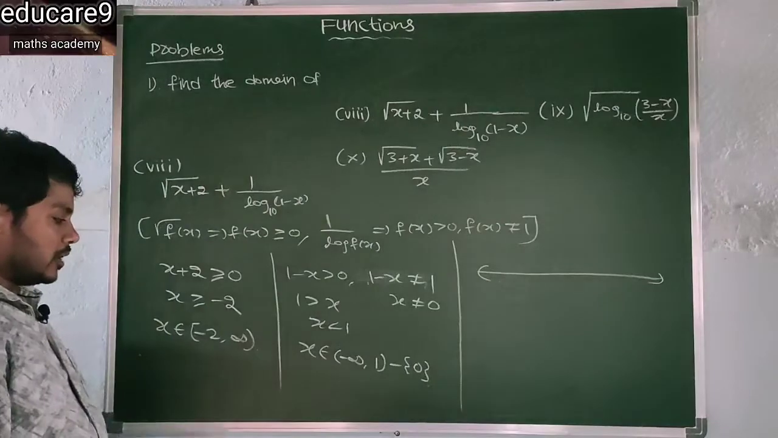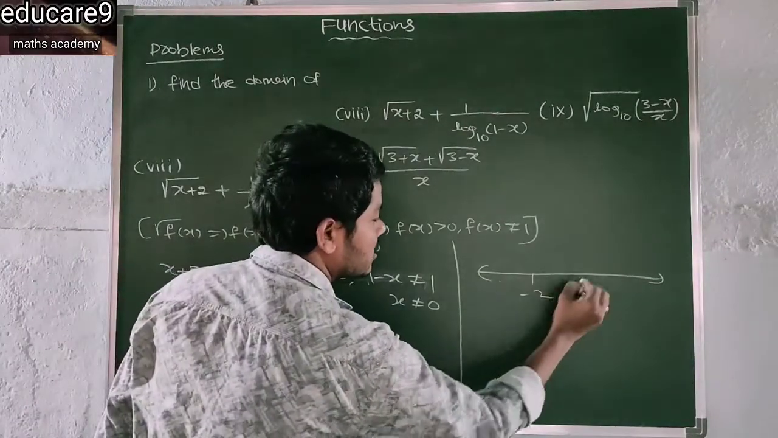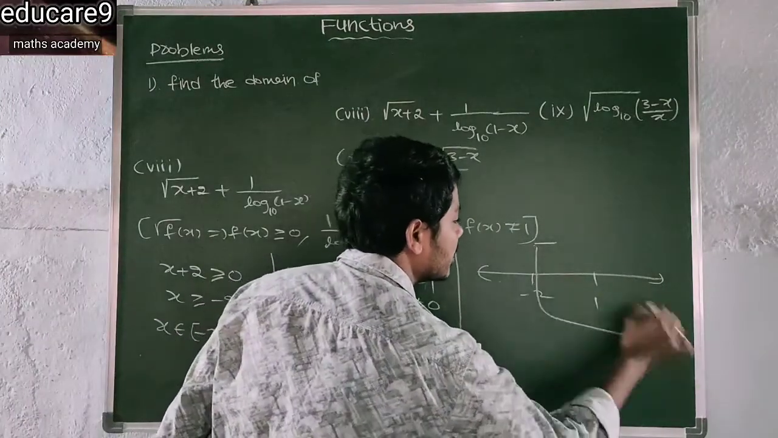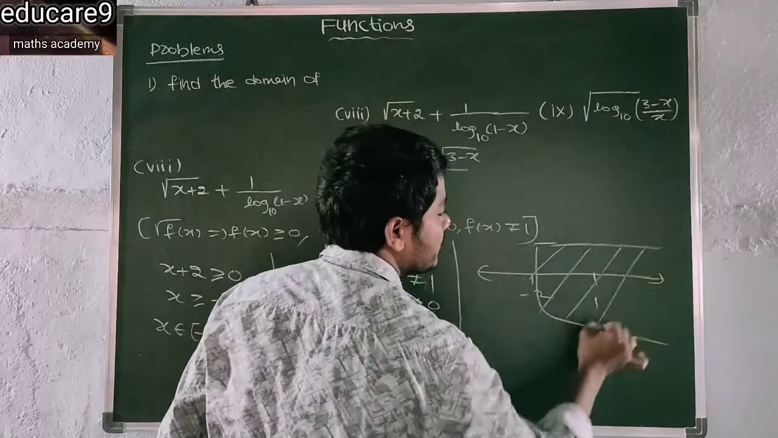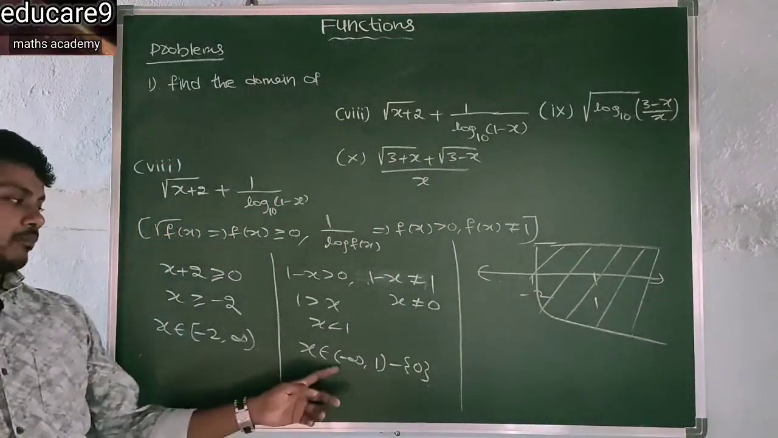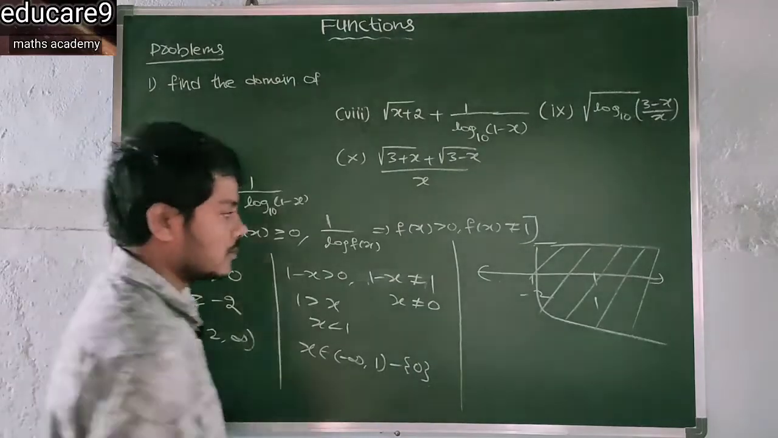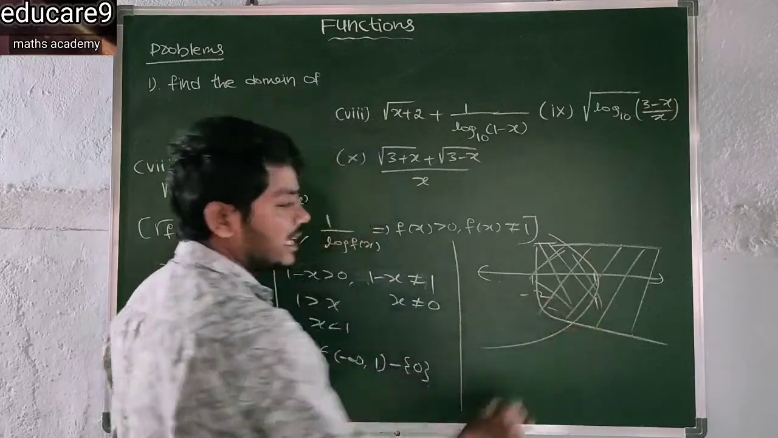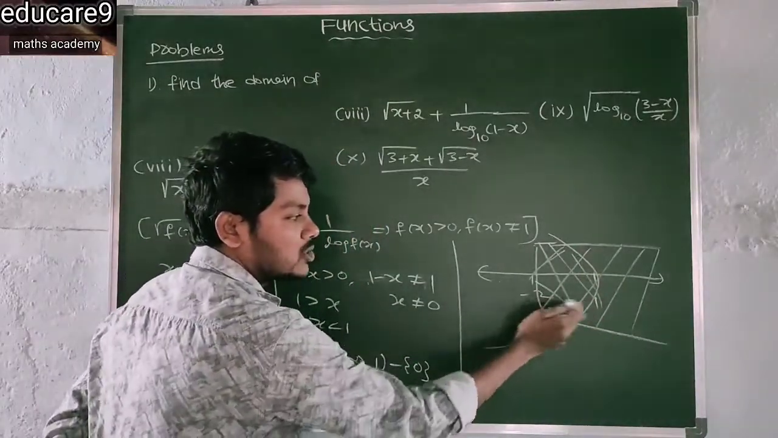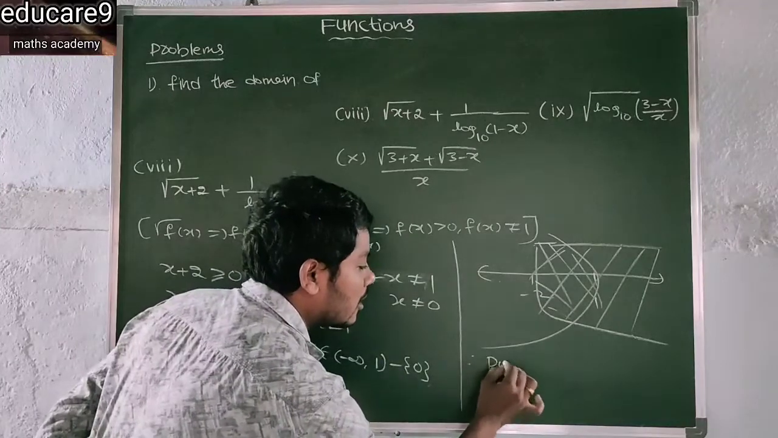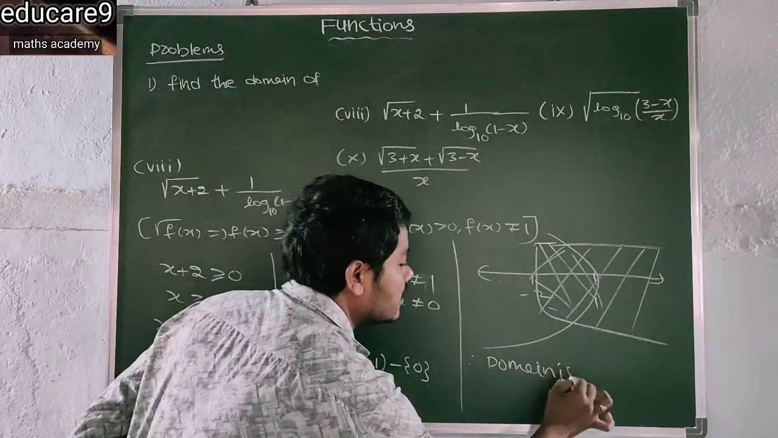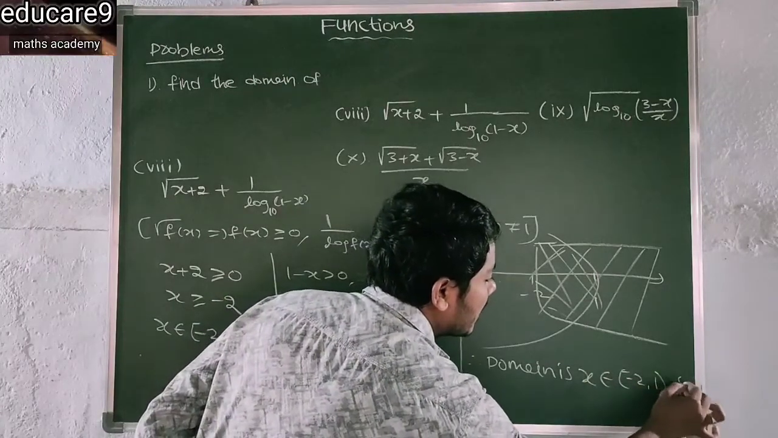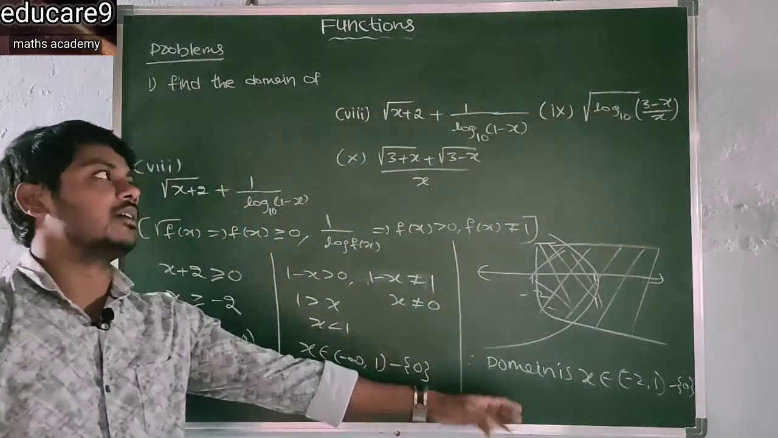So draw the real line, locate the points -2 and 1. First one, -2 to infinity. So this one. And the second one, minus infinity comma 1. So clearly what is the intersection part? -2 to 1. Therefore the domain is x belongs to closed -2 comma 1 open, minus 0. So this is the domain of the given function.